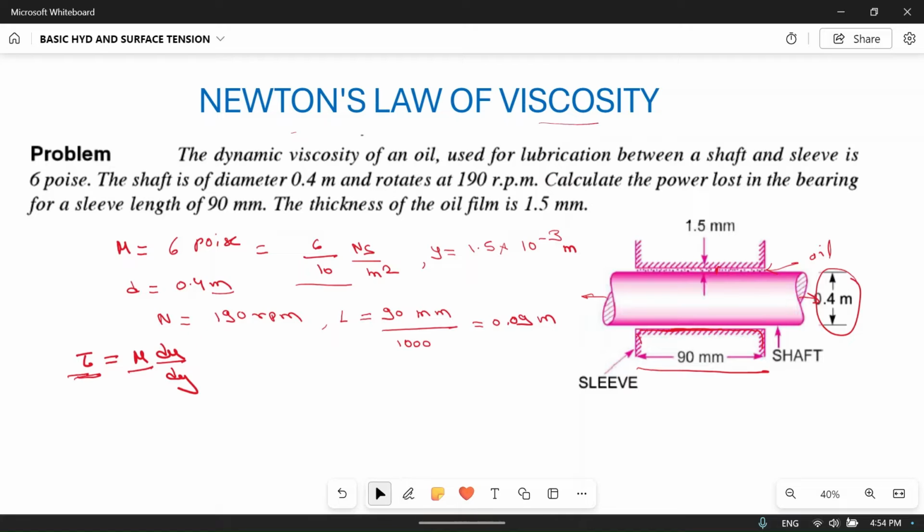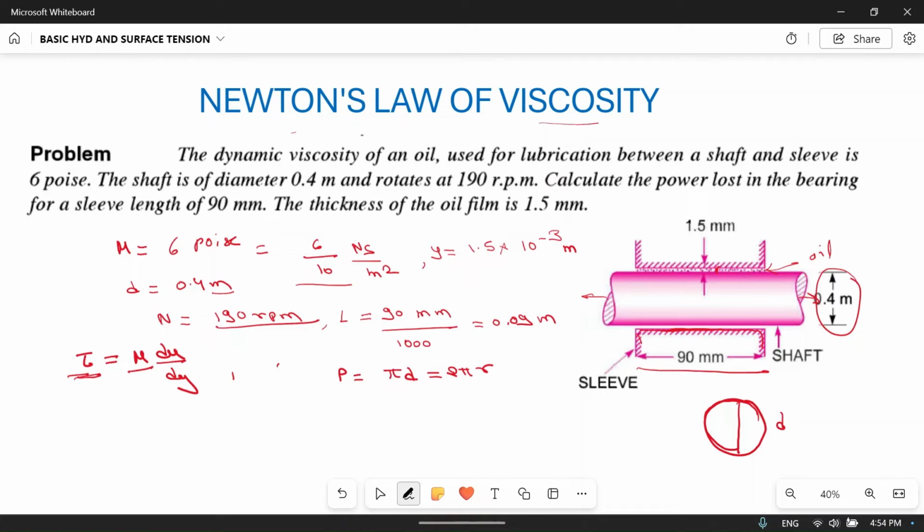So du is the change in speed between the shaft's rotating portion and the static portion. This speed is given in rpm, so we have to convert this rpm into meter per second, linear speed. We already know that this shaft has a circular cross section. So diameter is d. What is the perimeter of the shaft? Perimeter is pi d, which is equal to 2 pi r, because d is equal to 2r.